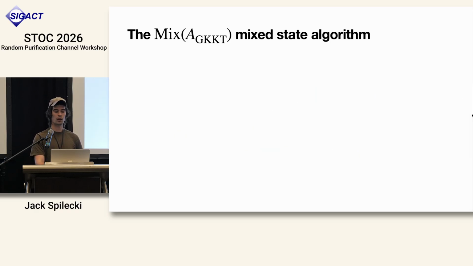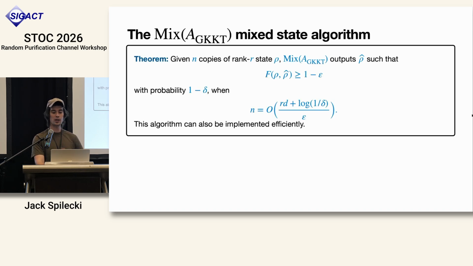Okay, and so this gives us the following result. Mix of the GKKT algorithm returns a mixed state estimate with high fidelity and high success probability when you use RD plus log 1 over delta, divided by epsilon samples. And moreover, because the random purification channel can be implemented efficiently, and because the GKKT algorithm can be implemented efficiently as well, their concatenation can. And so we can run this mixed state tomography algorithm efficiently as well.